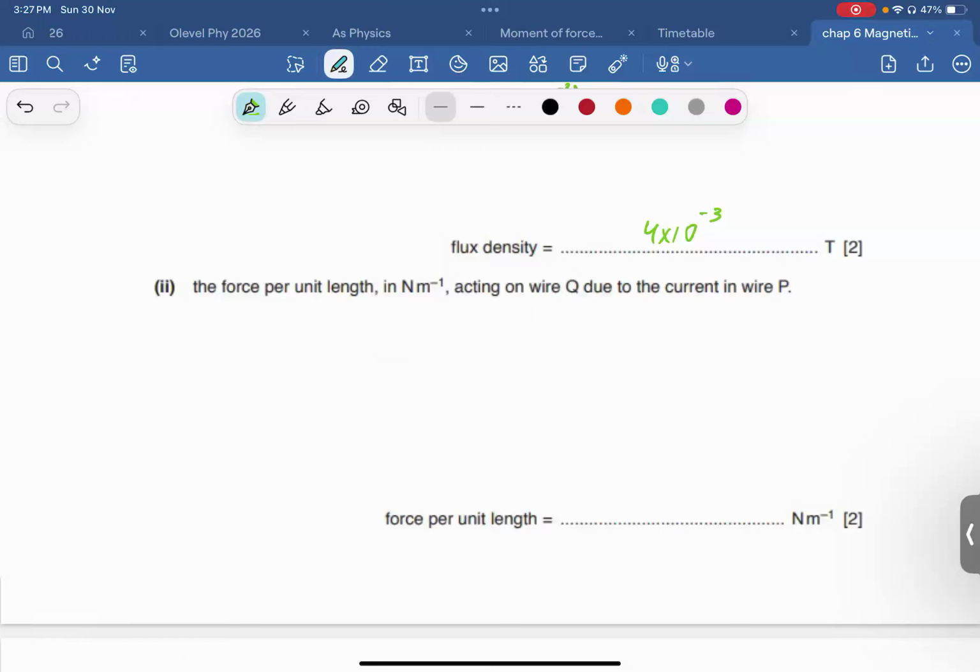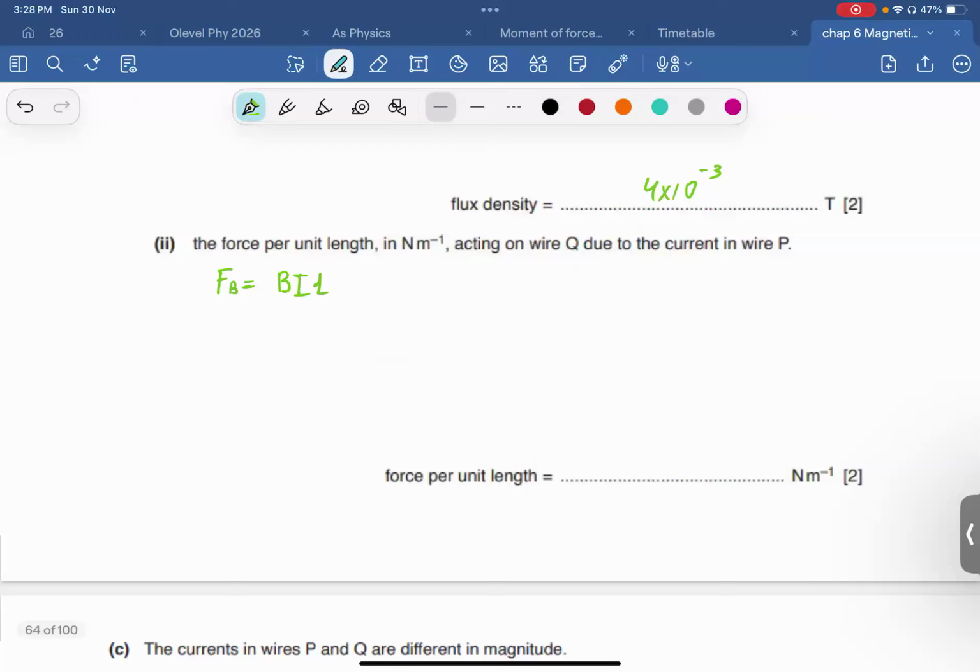The force per unit length in meter per meter acting on wire Q due to the current in wire P. The force per unit length. BIL. Okay. Since both the wires are perpendicular, you don't have to find any angle. And they're saying F over L, and B times I, right?